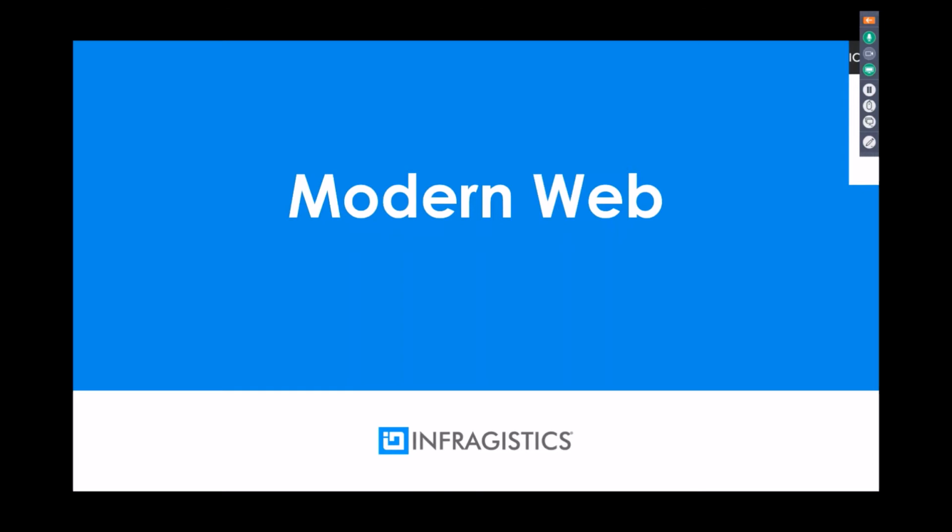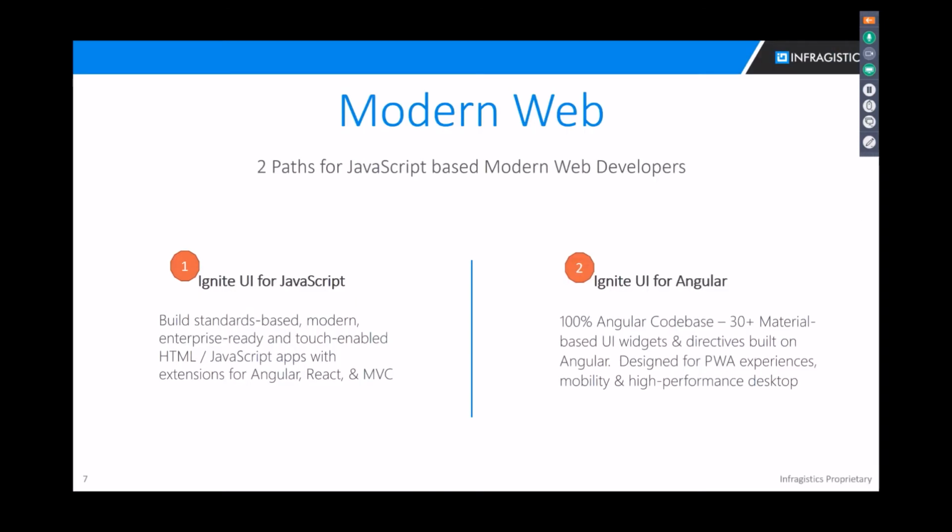So moving right along into modern web. Modern web became very interesting for us with the release of 17.2. Earlier in the year, we renamed Ignite UI to Ignite UI for JavaScript, and then we had an open source product that was just under development for about a year called JS Blocks. Well, with 17.2, we're officially renaming JS Blocks to Ignite UI for Angular.